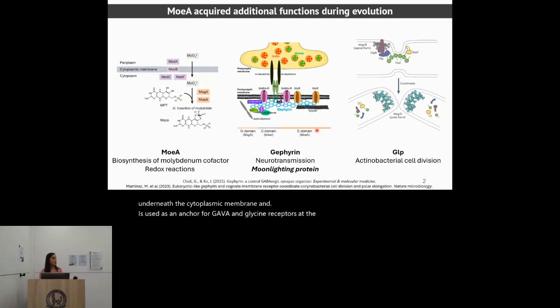So gephyrin is a moonlighting protein, so this means that the same molecule has very different functions in the same organism. One of the functions is in the biosynthesis of the molybdenum cofactor, and the other one is in neurotransmission. And surprisingly, last year, our group identified a paralog of MoeA that we call GLP, that is exclusive to actinobacteria, and in this case, it has a very important role in cell division.